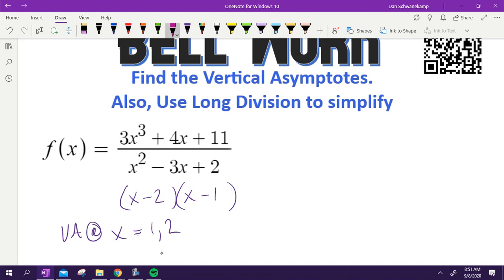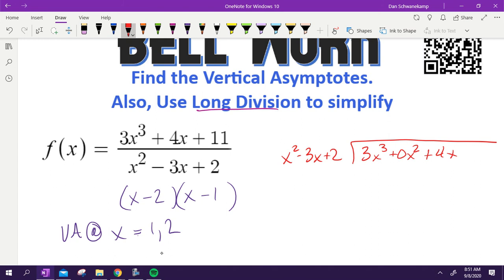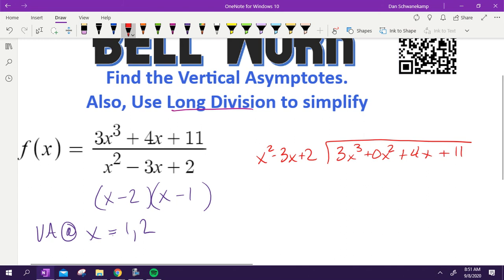Next thing we're doing is we are using long division to simplify. So to do long division here, we are putting x squared minus 3x plus 2 on the outside. And underneath, we're going 3x cubed. There's not any x squared terms, so I'm going to put a 0 there to just space it out. Plus 4x plus 11. We're doing long division, so let's remind ourselves how to do this.